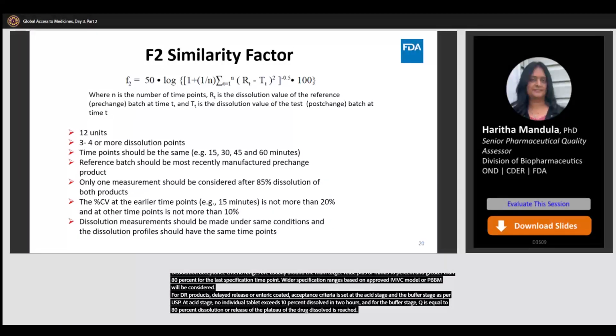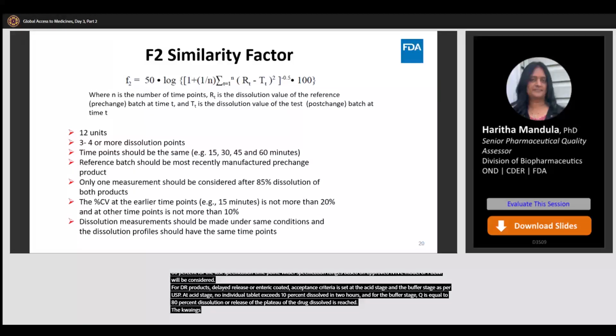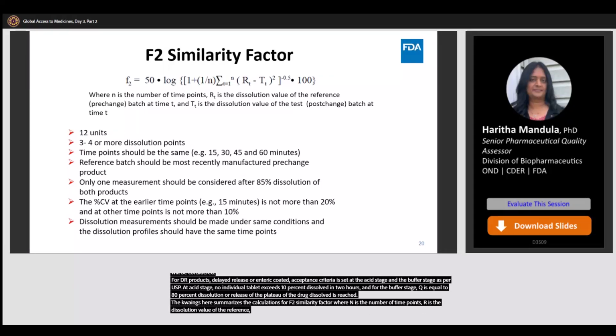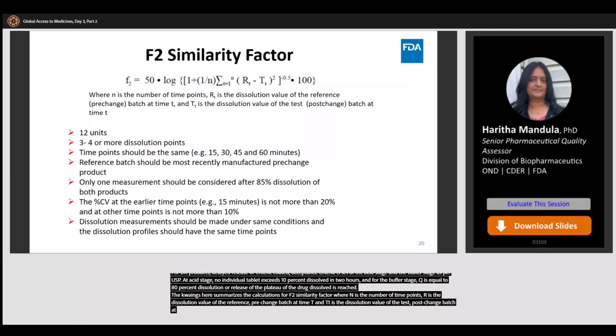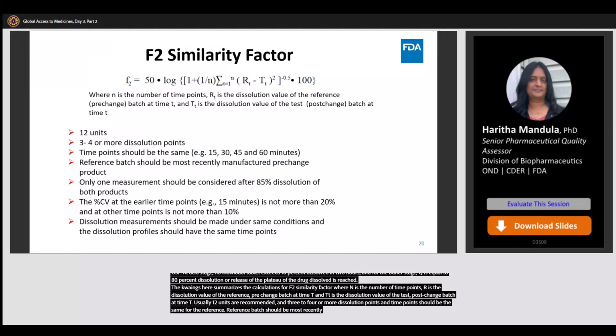The equation here summarizes the calculations for the F2 similarity factor, where N is the number of time points, RT is the dissolution value of the reference pre-change batch at time T, and TT is the dissolution value of the test post-change batch at time T. Usually 12 units are recommended and 3 to 4 or more dissolution points, and time points should be the same for the test and reference. Reference batch should be the most recently manufactured pre-change product.